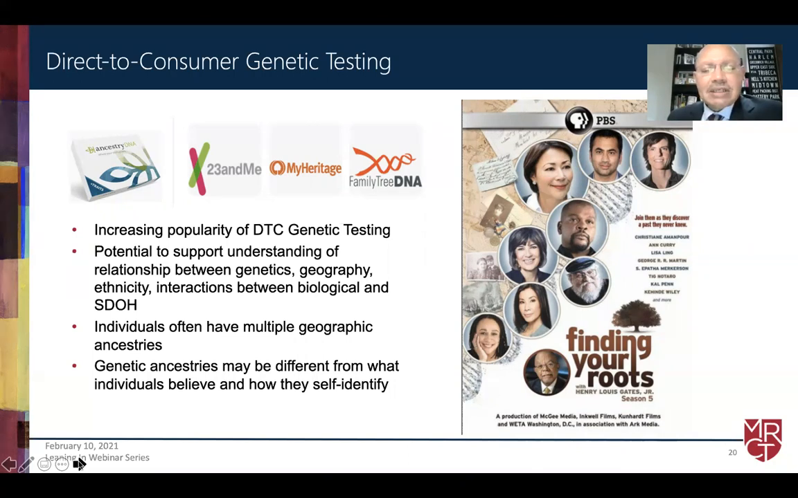Granted, at present, they're mostly requested to look for family members and ancestry, but there's much more potential into how they may be used. It's also important to keep in mind that individuals often have multiple geographic ancestries. And of course, that is not a surprise to us. But the genetic ancestries may be quite different from what the individual themselves believe to be the case and how they self-identify. And I think that is one of the reasons for the great popularity of Dr. Gates's Finding Your Roots series, because of the surprises that often appear when genetic ancestry is studied.